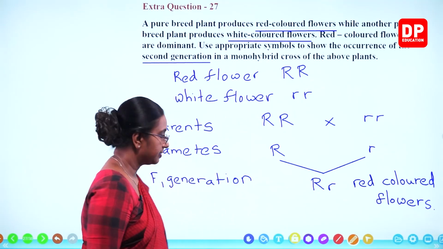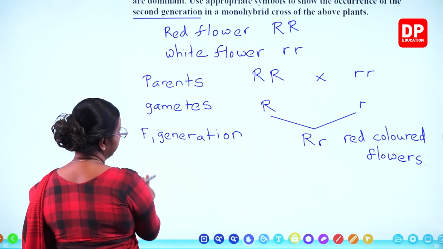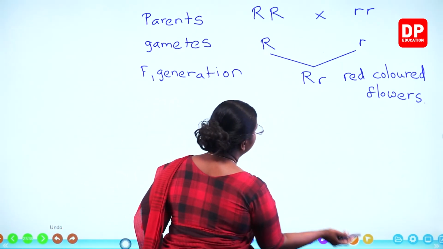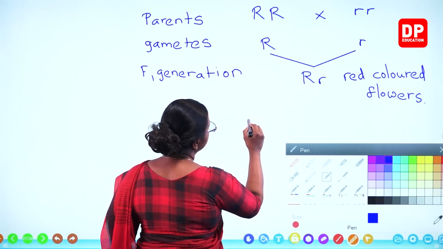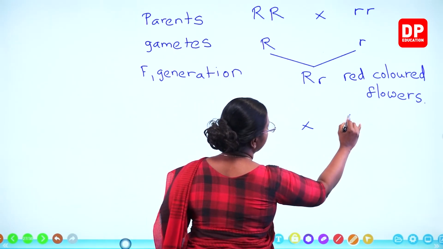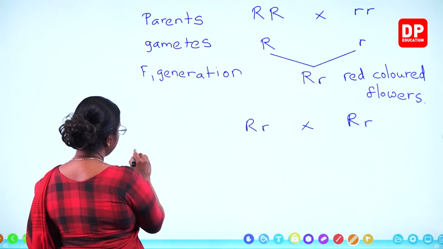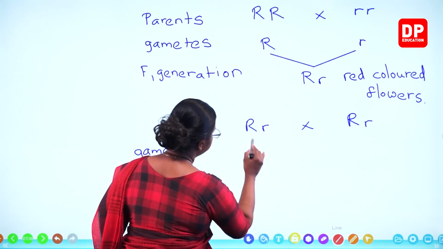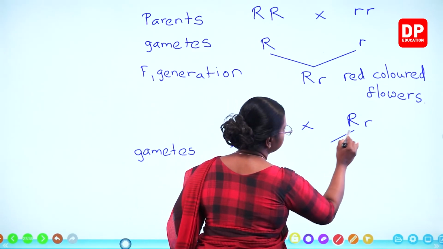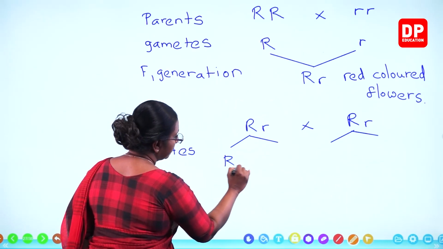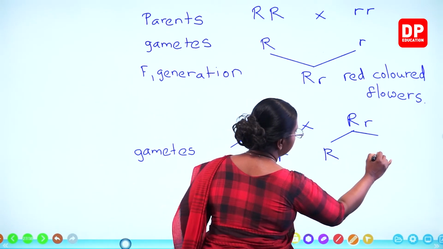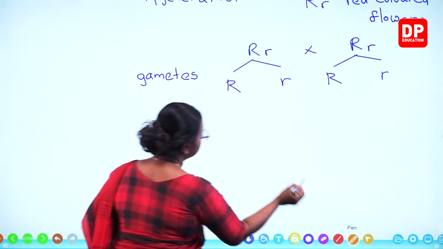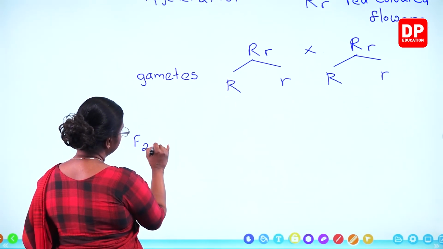Red colored flowers. Then they become the parents, or if you carry out a cross between those plants, you will have two plants. Again, that's going to be capital R, simple r into capital R, simple r. So from there we get the gametes. Gametes are going to be of two types. Capital R, simple r, capital R, simple r. And when they combine, you get the F2 generation.